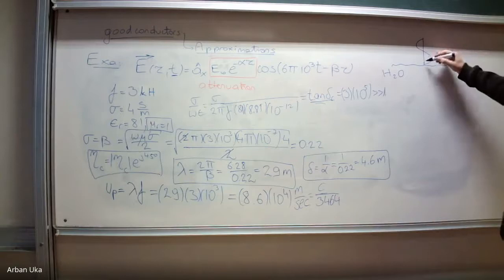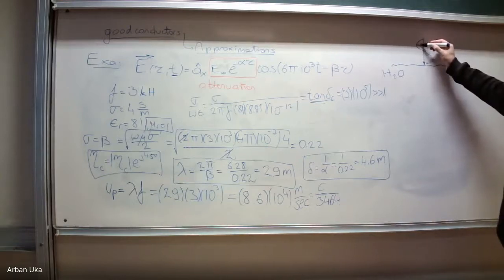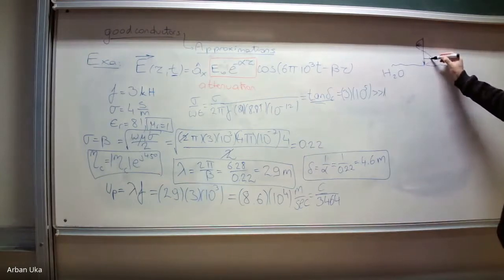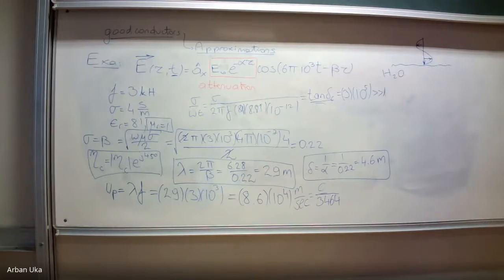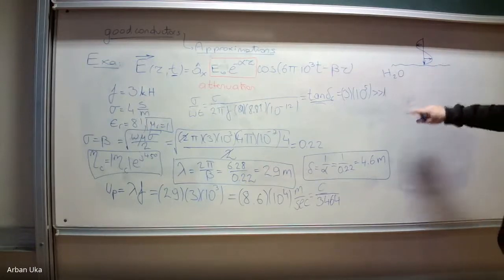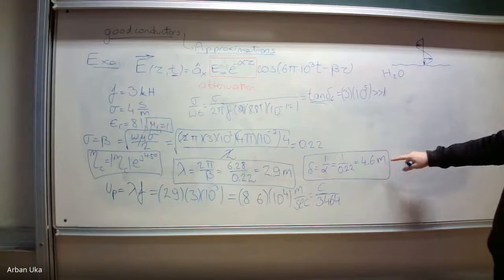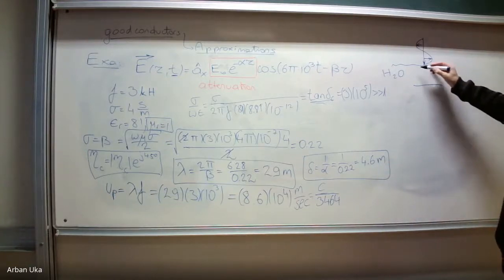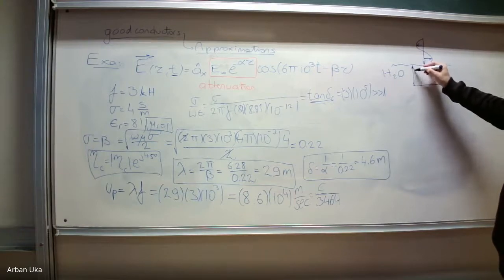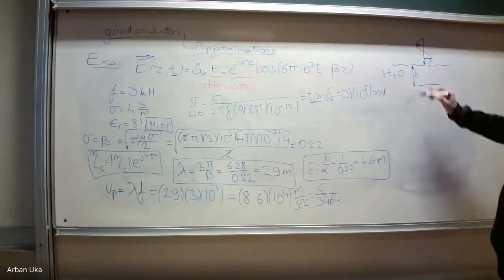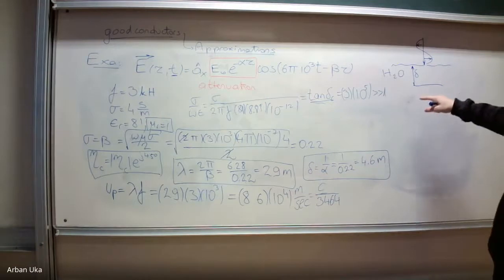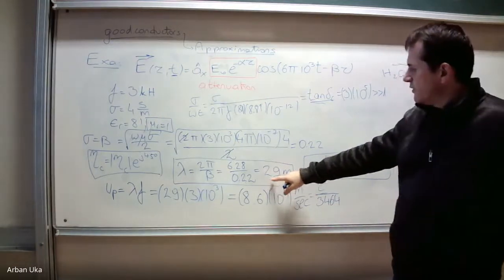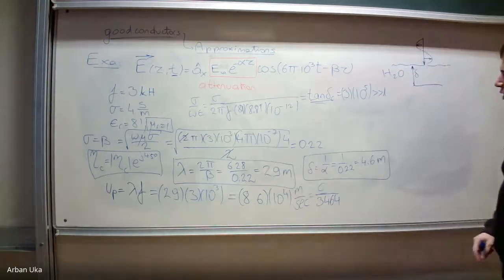So this wave is coming down, and the electric field of this wave, which is going to appear like this, is propagating all the way down. And let's figure out, this is 4.6 meters, let's assume is this quantity. So this is the skin depth that we denoted like this. Now, once the wave comes down like this, we see that the wavelength is 29 meters. How can we show this?